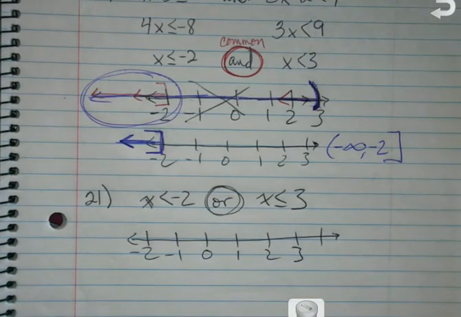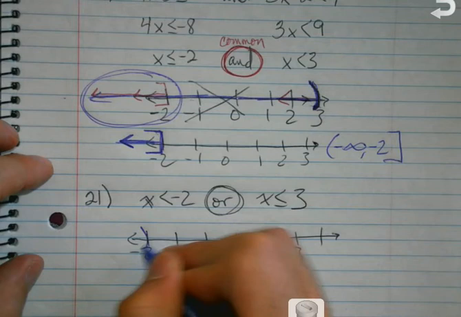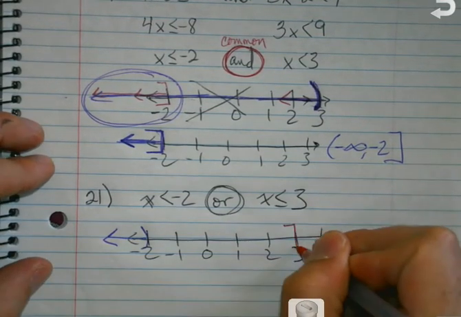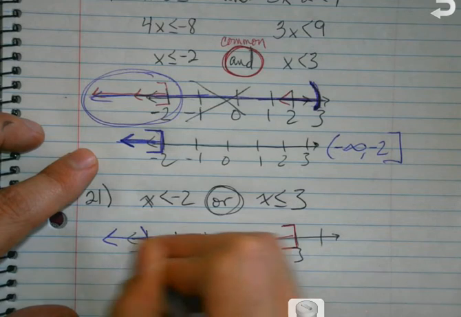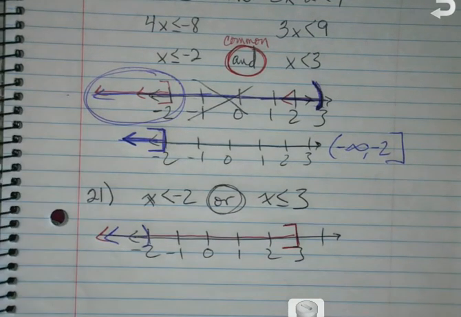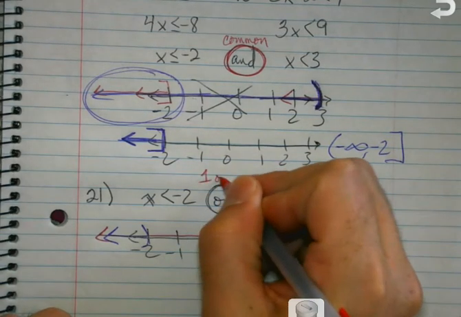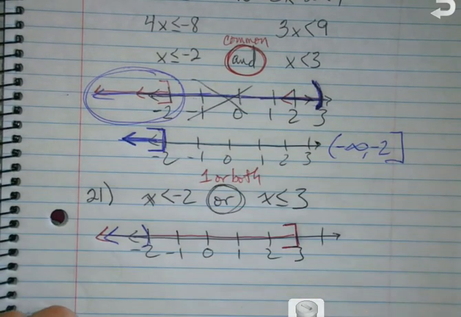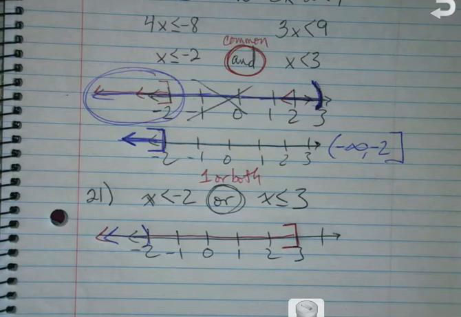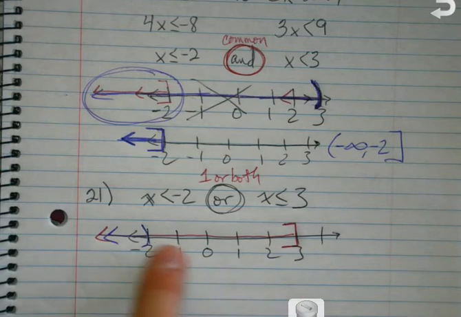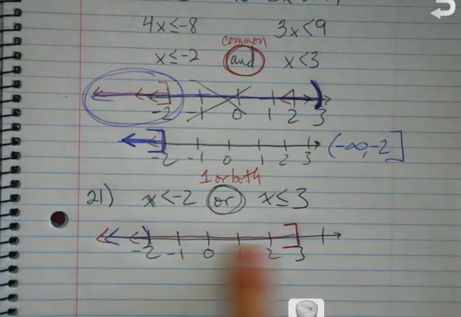if I were to graph them separately, I'd be like, okay, so this one's at -2 and goes forever. This one's at 3, goes forever. But this time, they don't have to be in common. As long as it covers one or both, it's part of my solution set because of the word or. So even though they're in common here like they were on 17, all of this part where I just have red is okay as well.